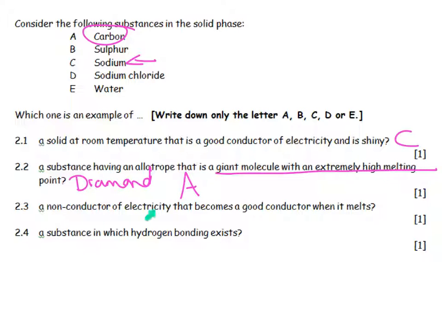It does not conduct electricity, but it does become a good conductor when it melts. So I'm looking for something ionic. Let's see. Only sodium chloride is there that is ionic, so that is D. And a substance in which hydrogen bonding exists, I'm looking for water. Oh, good, it's there. So water, but I could have been looking for ammonia or hydrogen fluoride.